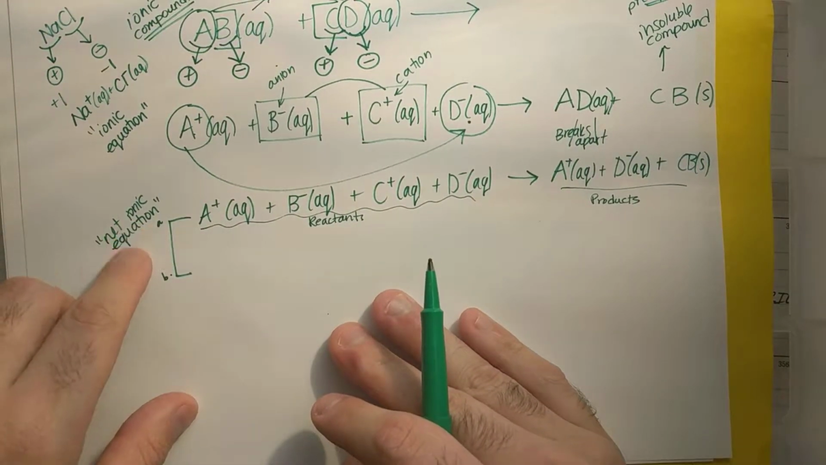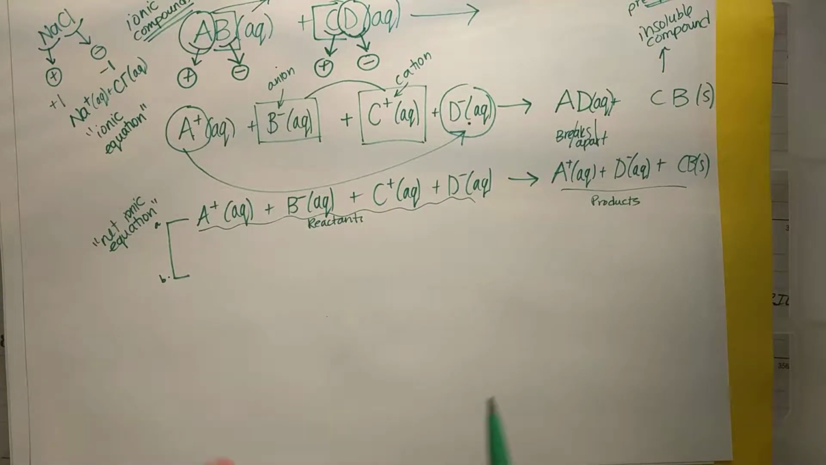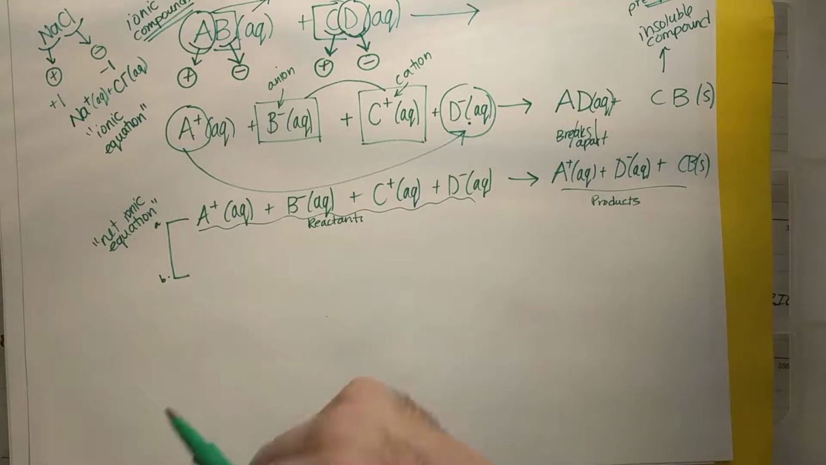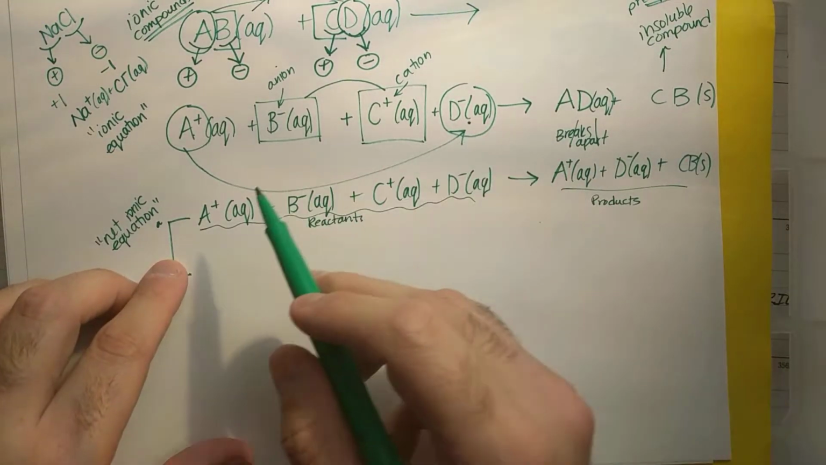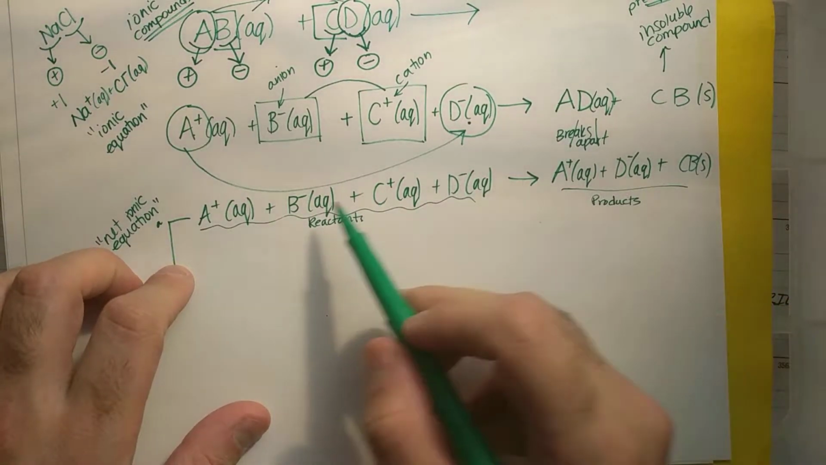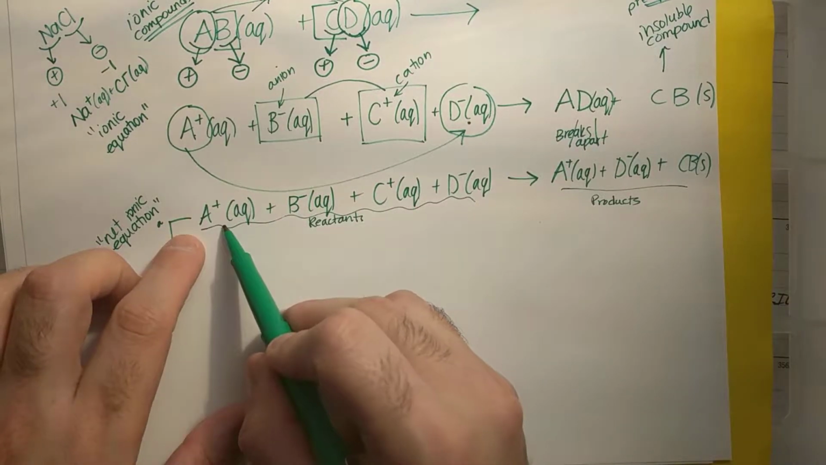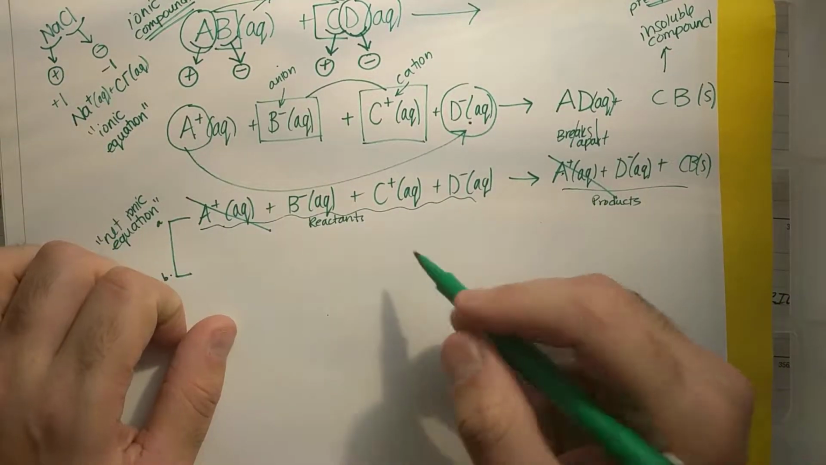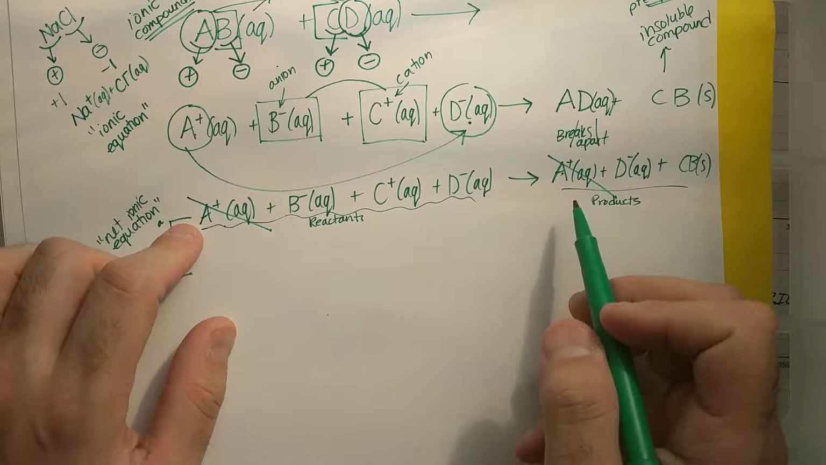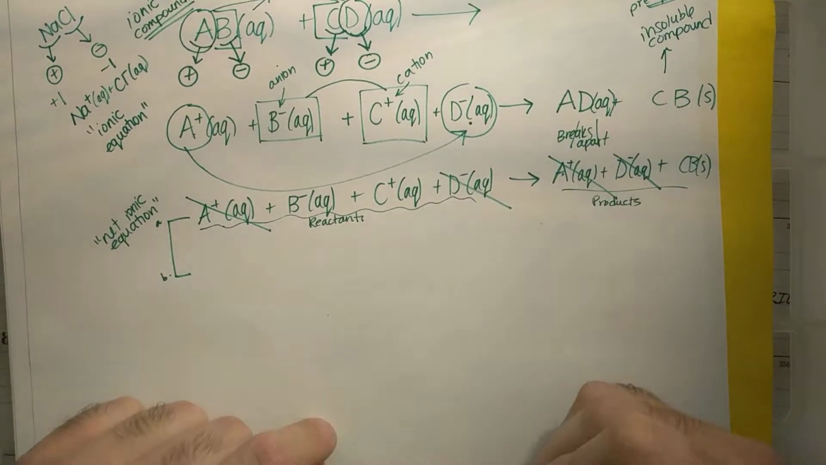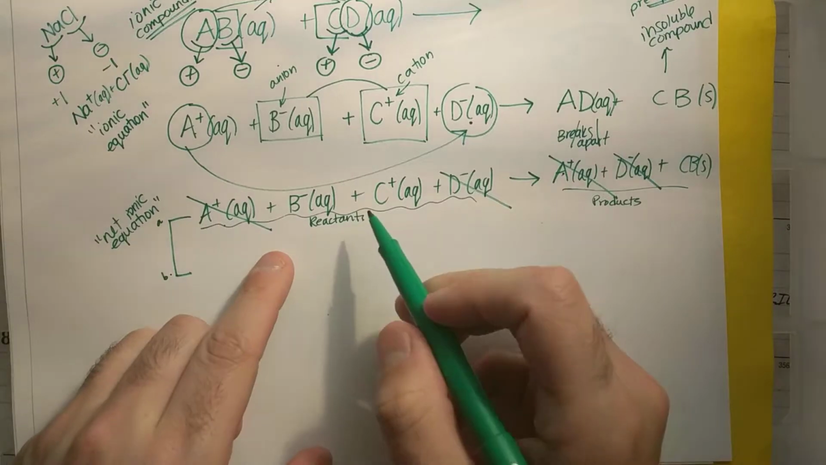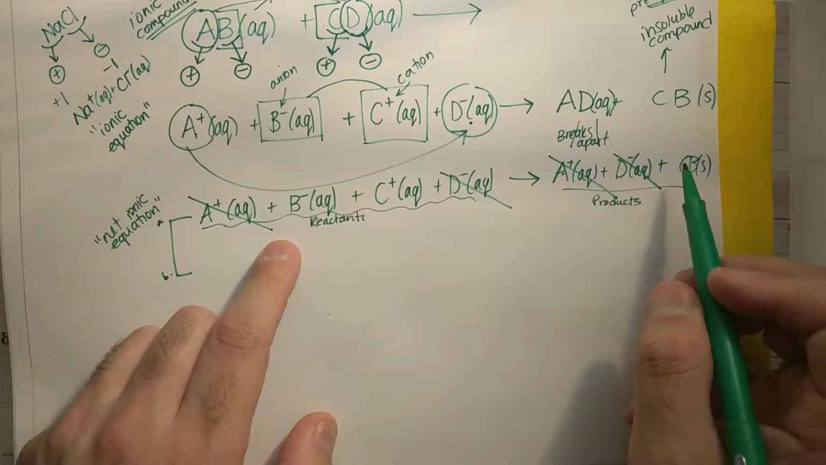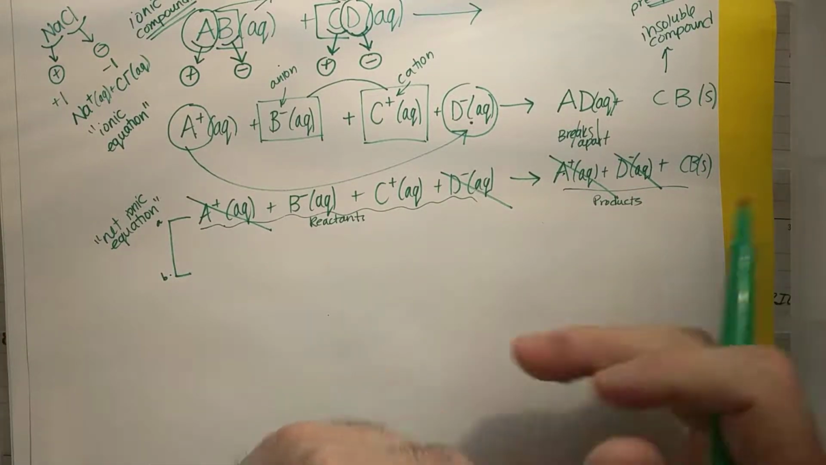To write a net ionic equation, whatever is present both on the left and right sides, I could cancel out. So what is present on both the left and right sides of this equation? Well, if I'm just scanning, it looks like I have A+ on both sides. So I'm going to cancel that out. I also look on both sides, and it looks like I have D- on both sides. But notice how I'm not crossing out my B- and C+, because I no longer have B- and C+ broken up into ions on the right side.